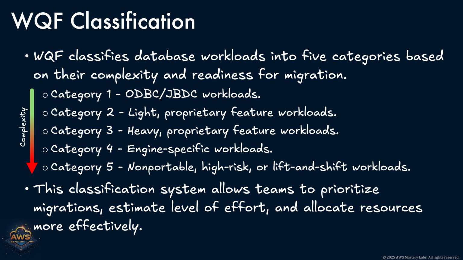They can often be migrated with minimal changes and make excellent starting points to build migration momentum. Category 2. These workloads require some refactoring but are still relatively straightforward. There may be a few stored procedures, triggers, or functions that need conversion. These projects typically pose low risk and are ideal for teams getting used to AWS services.